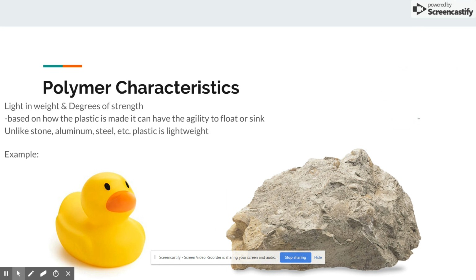It is also light in weight and varies in degrees of strength. Based on what type of plastic it is, it can have the ability to float as well as to sink, and also unlike materials such as aluminum, steel, and stone, which sink.